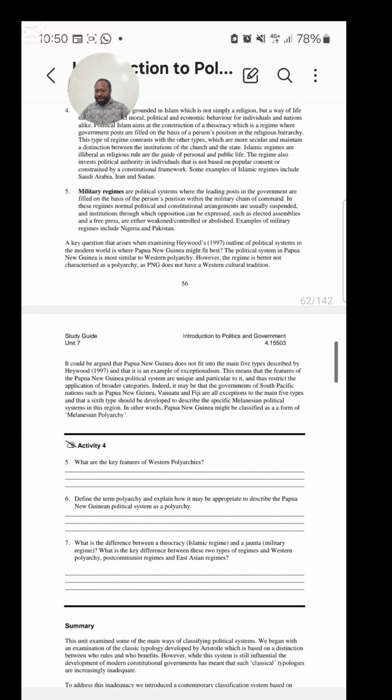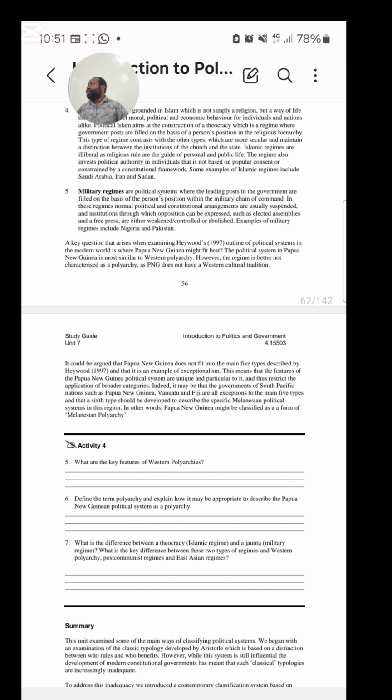Okay, so military regimes are political systems where the leaders' posts in the government are filled on the basis of people's position within the military chain of command. If in the Islamic regime the position is based on their hierarchy or importance according to Islamic law, then in a military regime, the government post is filled by the rank and file. Okay? So in dictatorial or totalitarian regimes, usually a military regime, the position is being filled by rank and file in the force.